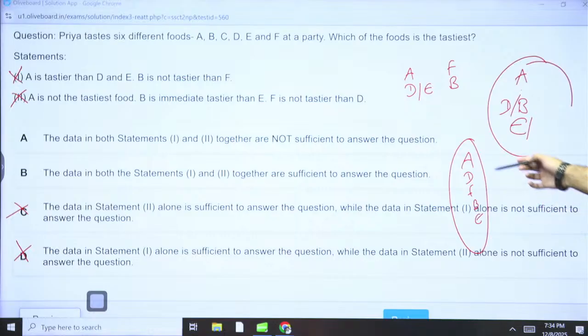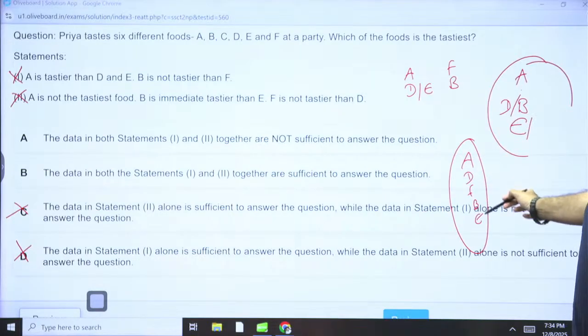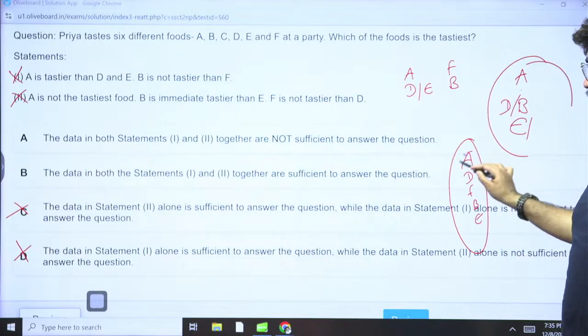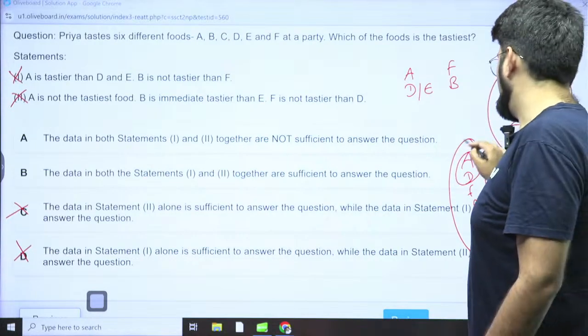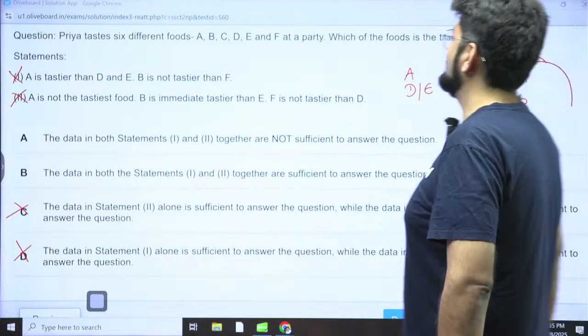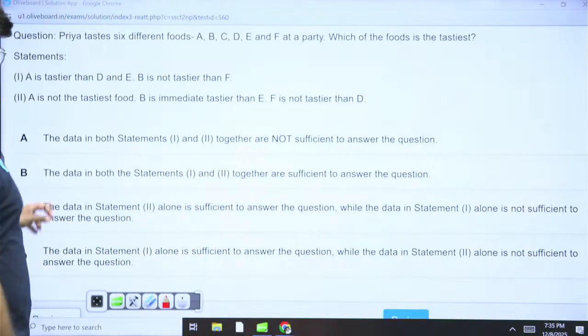Because if you see A is tastier than D and E, B is not tastier than F, A is not the tastiest food, but that is not being followed. B is immediately tastier than E, F is not tastier than D. So technically I can only have, oh, I had C, sorry. Yeah, C will be on the top. Sorry, my bad. Yeah, if A is not the tastiest, C can be on the top. Yeah, sorry. So yes, I can find out who is the tastiest here.